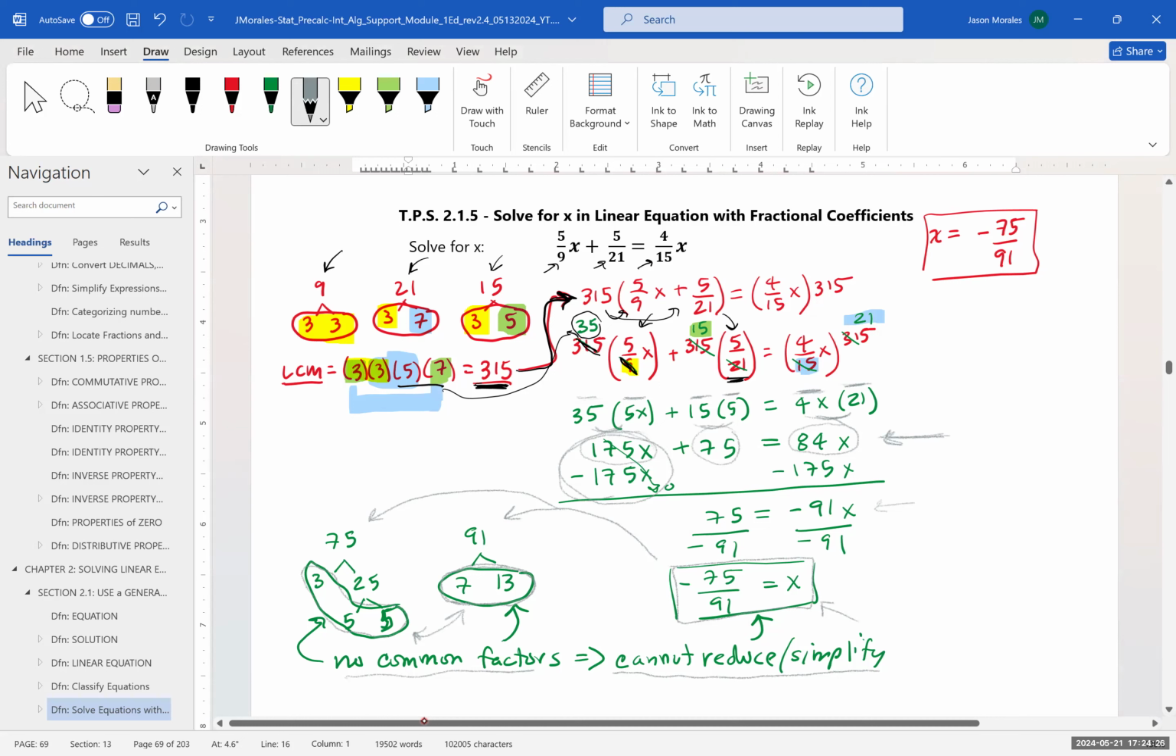So that's how I came to solve this equation with fractional coefficients. Let me know if you have any questions.